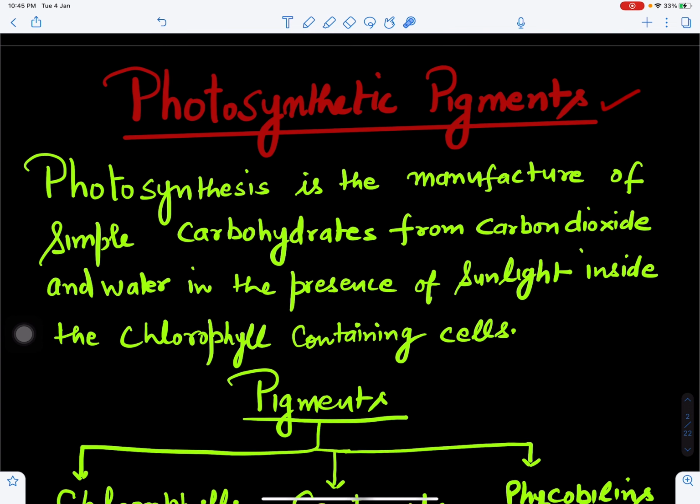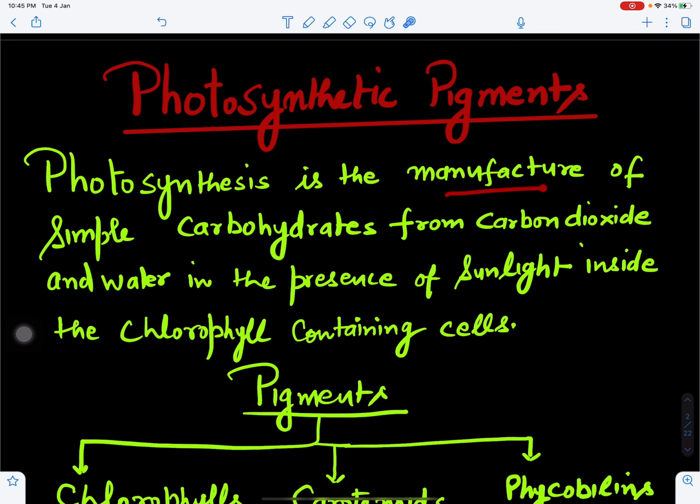If we define photosynthesis, it is the manufacture of food or carbohydrates from carbon dioxide and water in presence of sunlight inside the chlorophyll containing cells. So for photosynthesis, a pigment is required, that is chlorophyll, and other pigments are also required. The pigments involved in photosynthesis are called photosynthetic pigments.